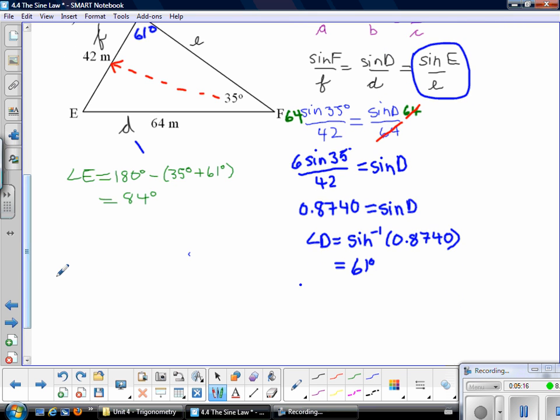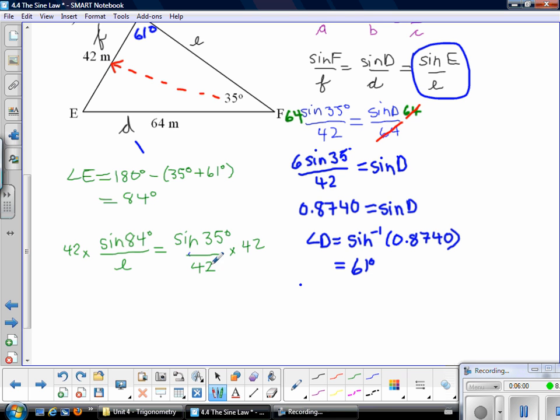So now I know something about the sine of E. So now I can go the sine of 84 degrees over side E has to equal, and I can either use the sine of 35 over 42, or I could use this information that we had here. I'm going to use what they gave me because the chances are that there'll be less opportunity for me to make a mistake. So sine of 35 degrees over 42. And again, I'm going to multiply this side by 42 and this side by 42.